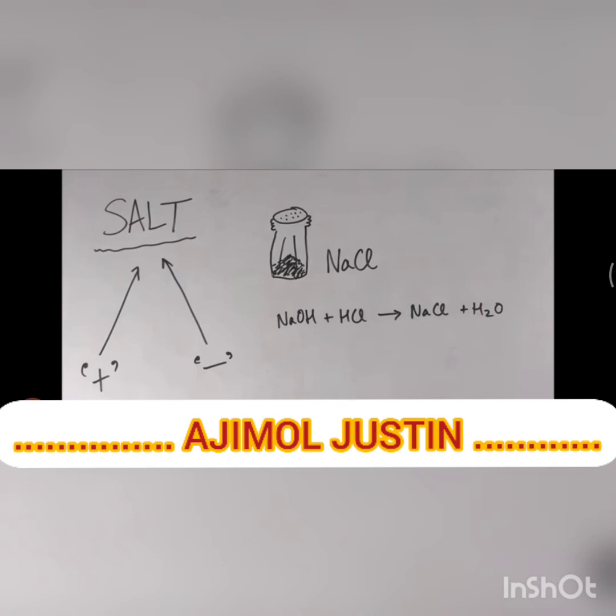How is sodium chloride formed? Sodium hydroxide plus hydrochloric acid gives sodium chloride and water. Which reaction is this? Base plus acid giving salt plus water. NaOH is a base, HCl is an acid, NaCl is a salt.